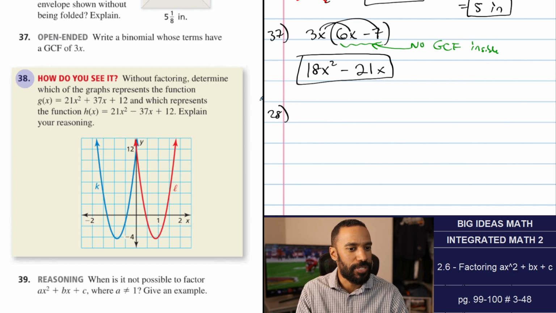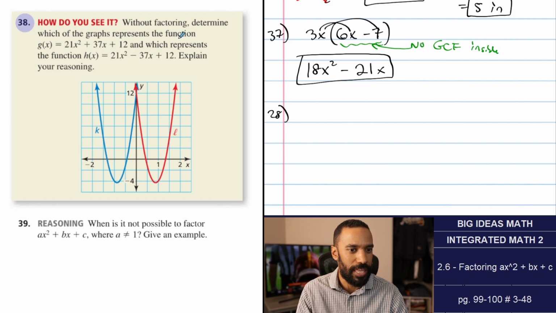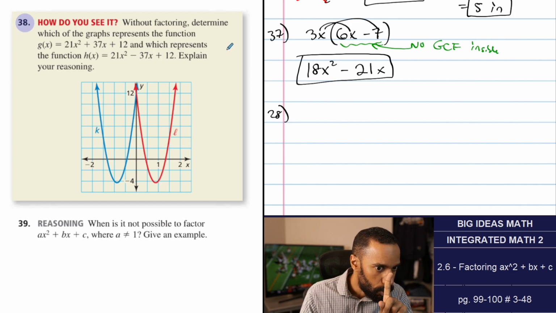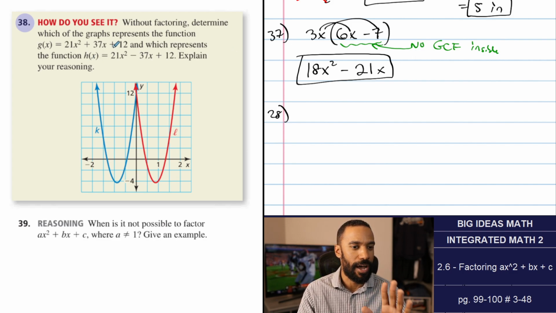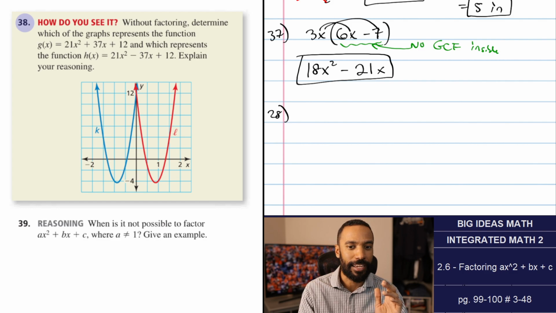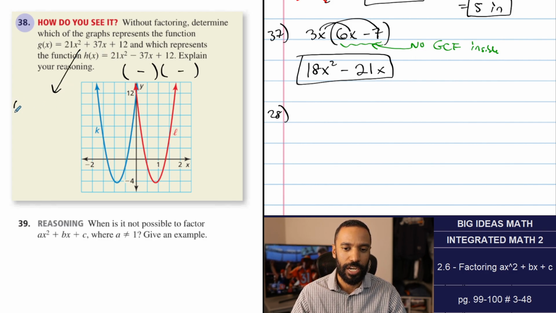Number 38, how do you see it? Without factoring, determine which of the graphs represents the function g of x equals this and which represents h of x equals this. Explain your reasoning. Okay. Without factoring, the process of factoring includes positive product, positive sum, positive product, negative sum. Now you have to be careful, because I'm not factoring, but I'm giving the idea of factorization. This factorization will have some sort of x minus this times x minus that. And this factorization here will have something plus this and something plus that.